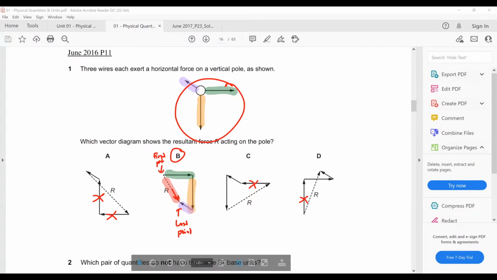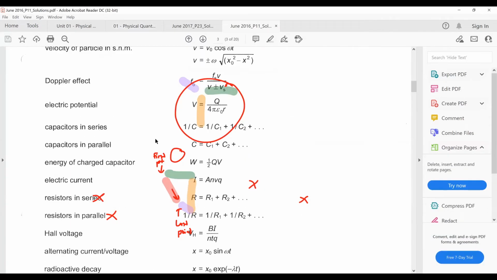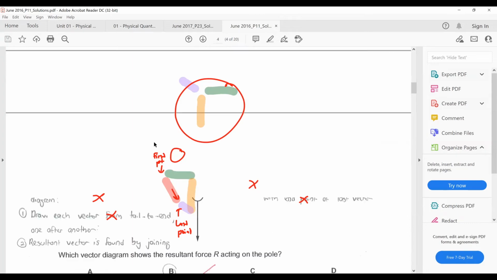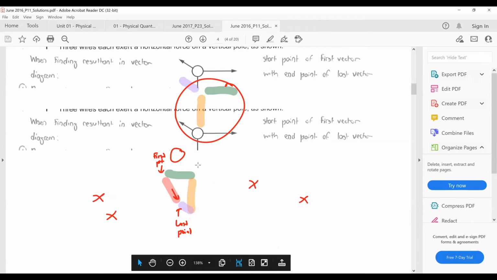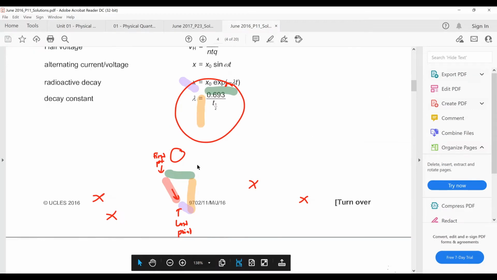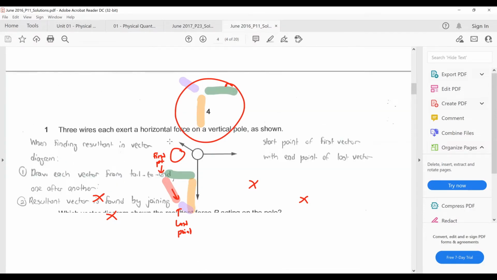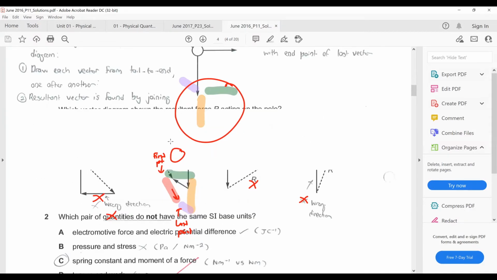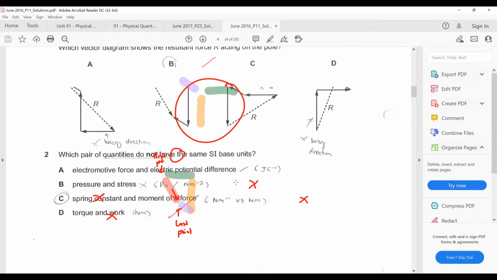Okay, this is June 16, P11. Let me just have a look at the answer for you here. Yeah, the answer for this is B. It's not showing correctly. Okay, yeah, the answer is B. The diagram is just not showing correctly here right now. Okay, so the answer for that is B.